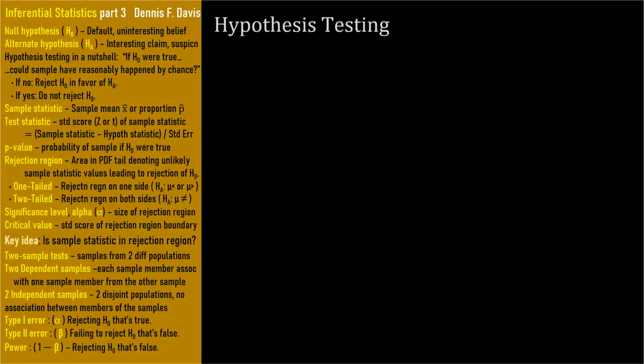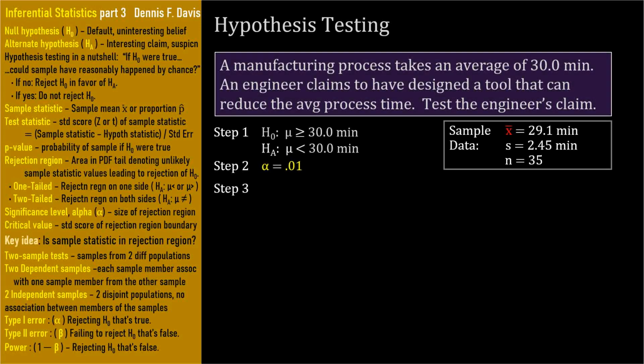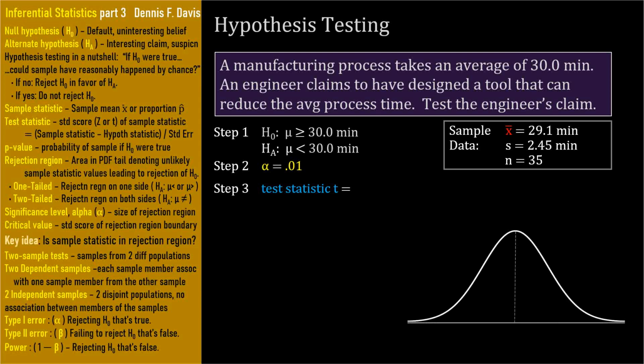For the manufacturing process problem, the process is run 35 times with the new tool. The average time to complete the process for these runs was 29.1 minutes, with a sample standard deviation S of 2.45 minutes. We don't know the standard deviation of the sampling distribution, sigma sub x bar, so we'll have to calculate an estimate using the standard deviation of the sample, S. This means we'll need to use a t-statistic instead of z due to the uncertainty in estimating sigma sub x bar. Let's mark up a sampling distribution PDF with what we know.